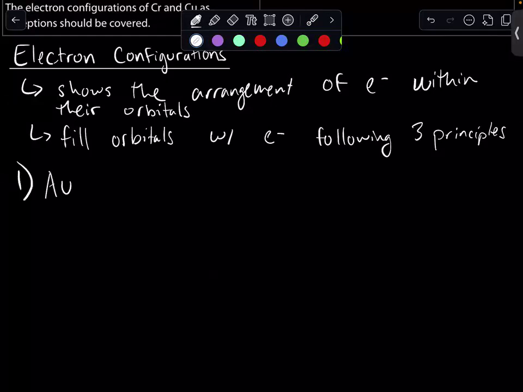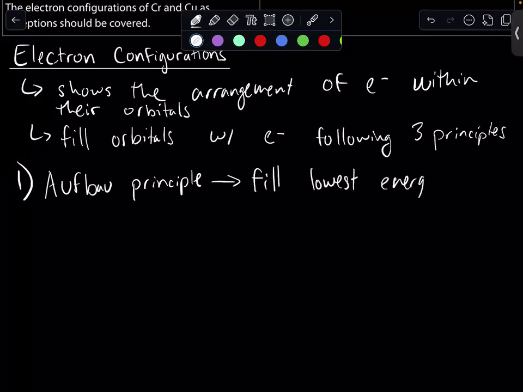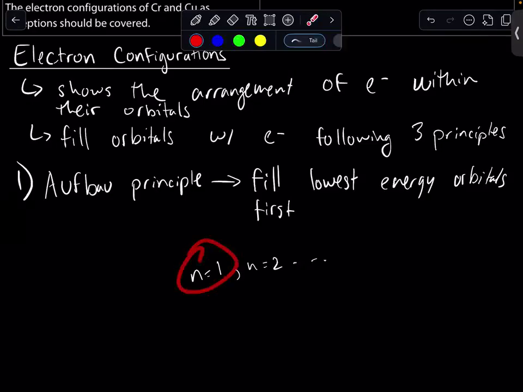Number one is the Aufbau principle. The Aufbau principle is our most important, and we use these almost in order of how we apply them, and we'll cover that too. But the Aufbau principle just says that we fill lowest energy orbitals first. That's kind of like when we're talking about n equals 1, n equals 2, and so on. As we move forward, we want to start with the low energy. In our energy level diagrams before, n equals 1 was the bottom, that was our ground state. And so Aufbau says we fill with the lowest first.